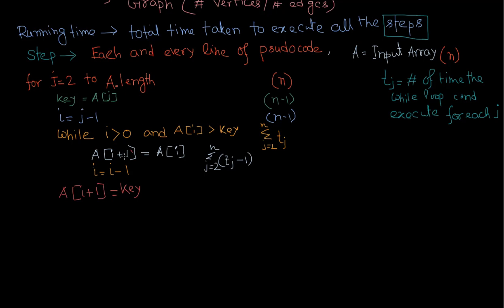Similarly, this line will also run for j equals 2 to n, tj minus 1 times. And as this line is outside the loop, and the other lines in this for loop are executed n minus 1 times, this line will also execute n minus 1 times. So we determined how many times each and every line of this code will be running.